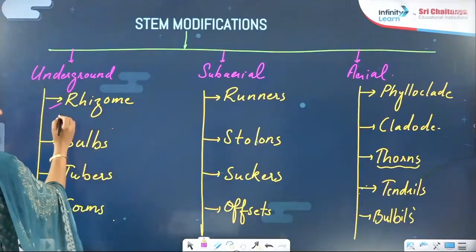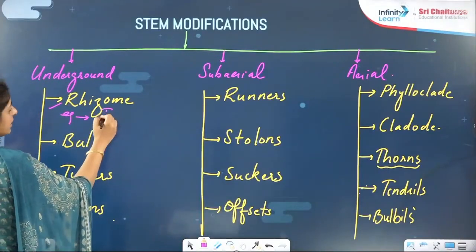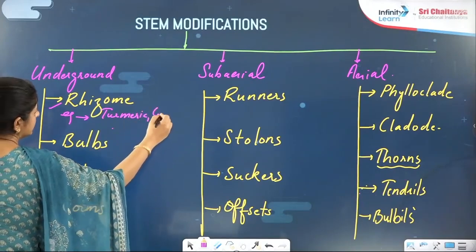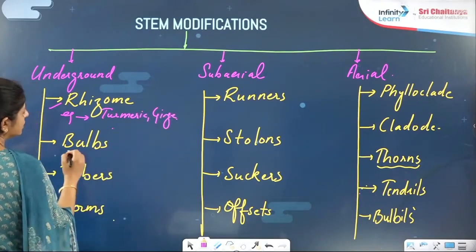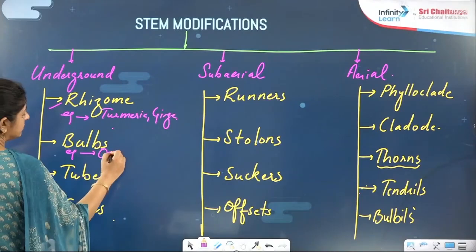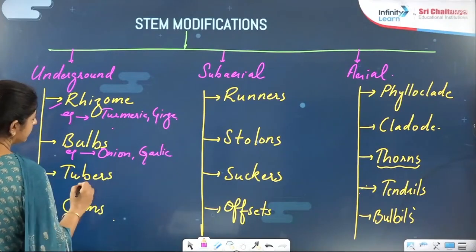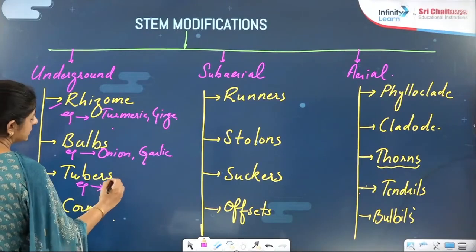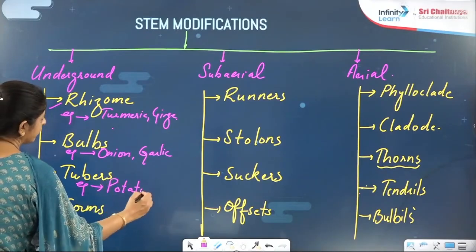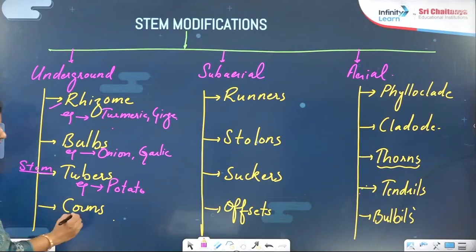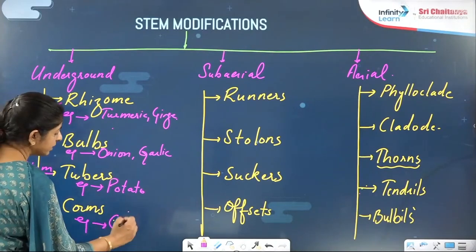For rhizome, what example did I just quote you? Turmeric and even the ginger. For the bulbs, onion and even the garlic. In the tubers, you have learned the example of potato. Which tubers am I talking about here? Obviously the stem tubers.